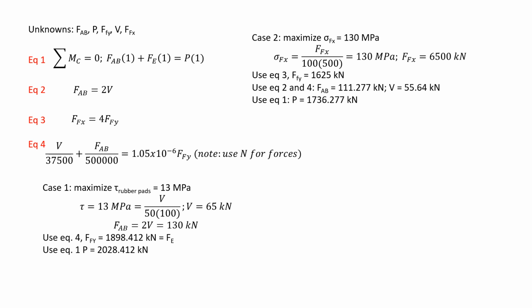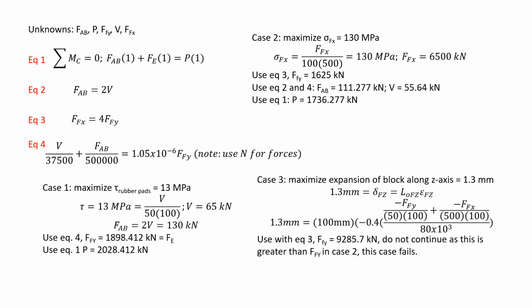And as you can see, all of your values here in case 2 are less than case 1. And case 1 values exceed the values for case 2. Hence, case 1 already fails. And we get the P for case 2. 1,736.277 kilonewtons.